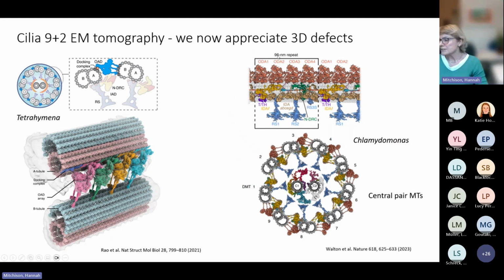So just on the 96 nanometer repeat, all the way along the microtubules, we get the repetition of the outer dynein arms, and there are 4 outer dynein arms in this 96 nanometer repeat, so 1 outer dynein arm per 24 nanometer repeat. And these are utterly conserved and vitally important for motility in cilia. So if that goes wrong, that's when you get a problem, and that's when you get PCD.